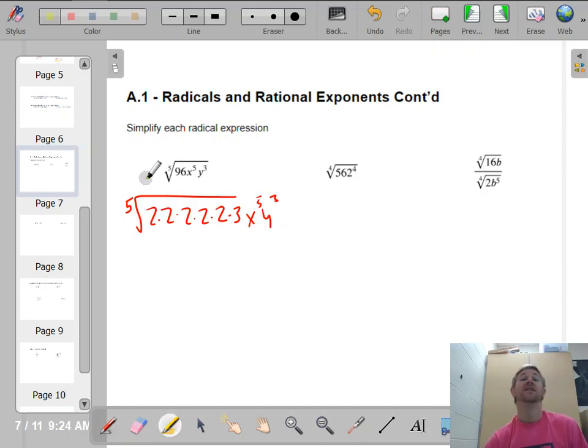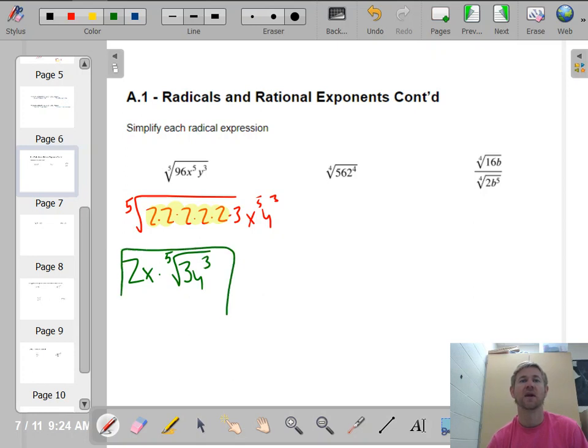So if it's the fifth root, I'm looking for sets of 5. So do I have a set of 5 2's? 1, 2, 3, yes I do. So for every 5 underneath, 1 makes it out. So now I'm going to have a 2 on the outside. Same thing with the x's. There's 5 x's, so one of them will make it out. There's only 1 3, and there's only 3 y's, so those aren't going anywhere. We still have the fifth root of, on the inside, 3y cubed. So 2x times the fifth root of 3y cubed.